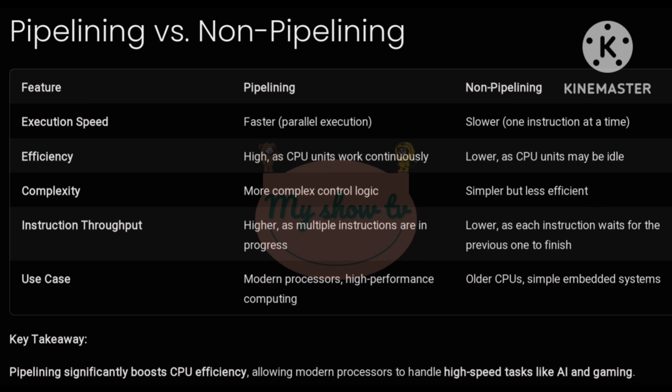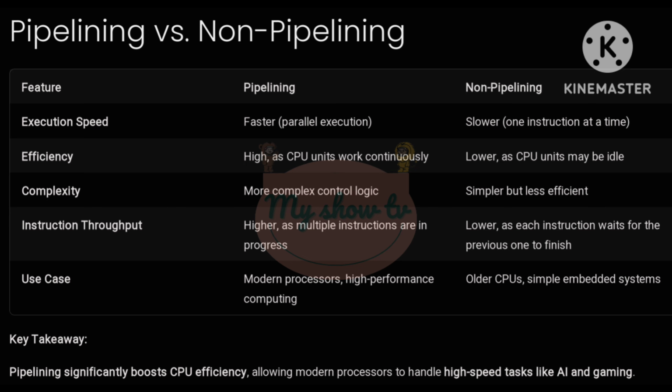2. Efficiency. In a pipelined CPU, every part of the processor is actively working on different instruction stages. Non-pipelined CPUs have idle units when waiting for instructions to complete. 3. Complexity. Pipelining requires advanced logic to manage overlapping instructions. Non-pipelined designs are simpler, but at the cost of lower performance.